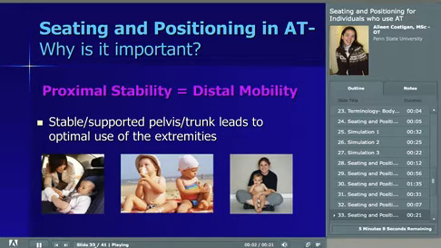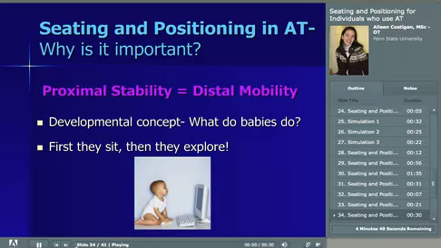To dissect the meaning of this rule, a stable, well-supported pelvis leads to optimal use of the extremities. As is clear from the photographs below, a stable, supported pelvis can be achieved in many different ways with varying types of equipment, rigid and soft supports, and human contact. This is really a developmental concept. Consider this. What do babies do first? They first learn to sit upright independently, and then become adept with using their hands to explore their environment.